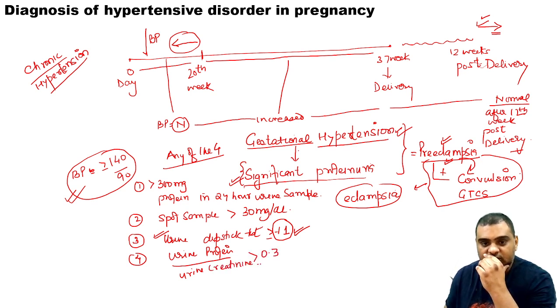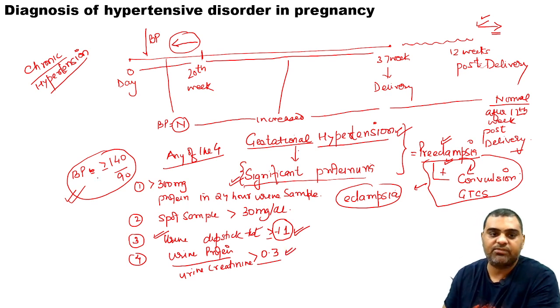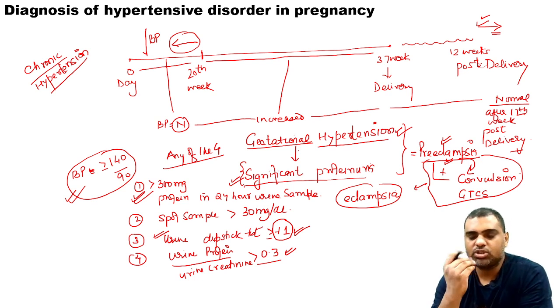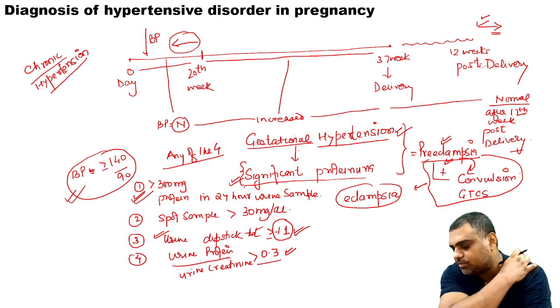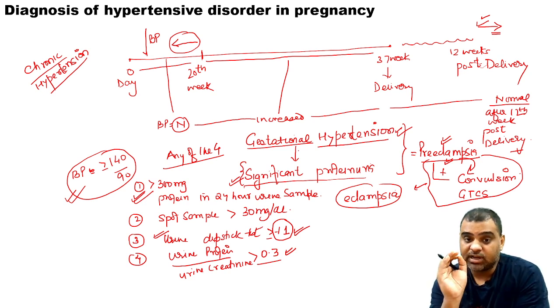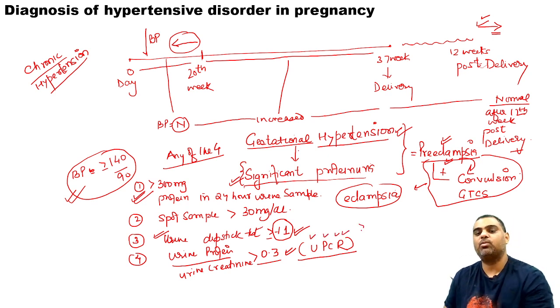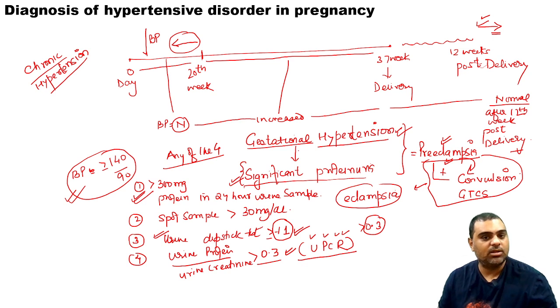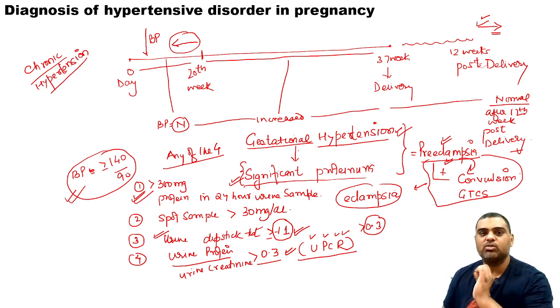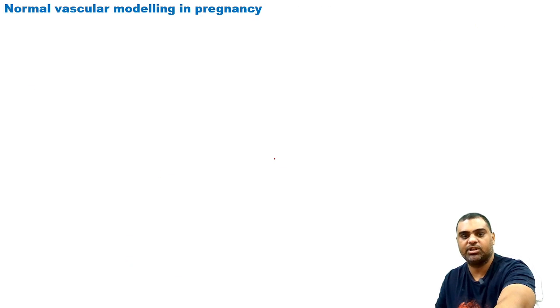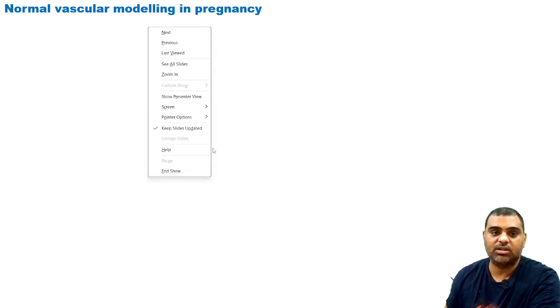more than 0.3. If I ask you which of them is best, the first one is best, that is the 24-hour urine sample. So if in a 24-hour urine sample there is more than 300 mg of protein, or a spot sample more than 30 mg per dl, or urine dipstick +1, earlier it was +2, or UPCR, that is urine protein to creatinine ratio, of more than 0.3 suggests significant proteinuria. So this was the diagnosis of hypertensive disorder in pregnancy. And these are the things that we will finish today: preeclampsia, eclampsia, diabetes, shoulder dystocia, thyroid, and cardiac disease. Now, normal vascular remodeling. This is very important.